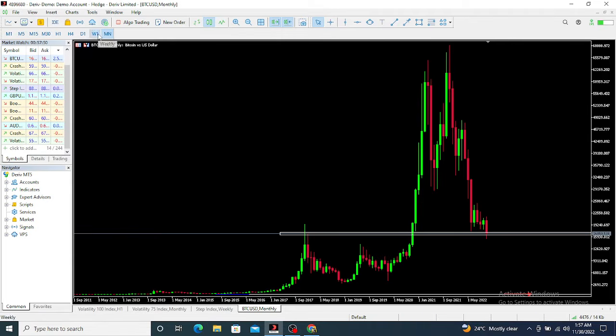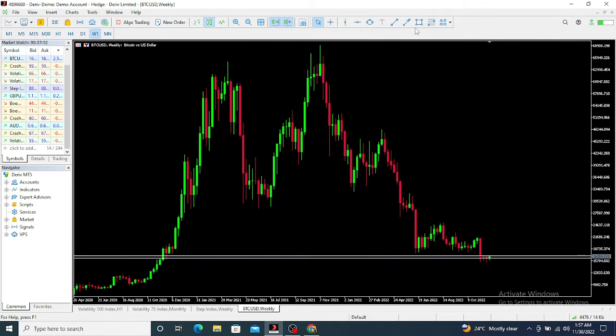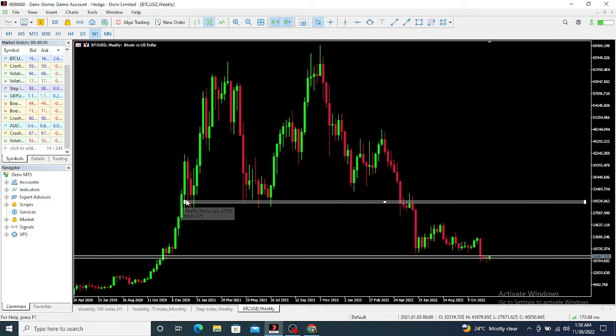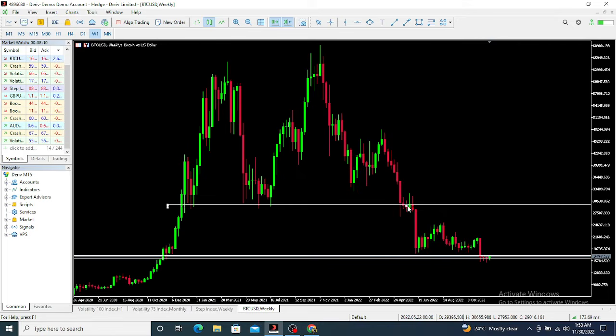Okay, so let's go to our weekly time frame. You saw this rejection here, this rejection here, and this rejection here. So this level is also a very nice, good level to watch out for, for rejections or breakouts or patterns in this area. Okay, we had this level from the monthly time frame.